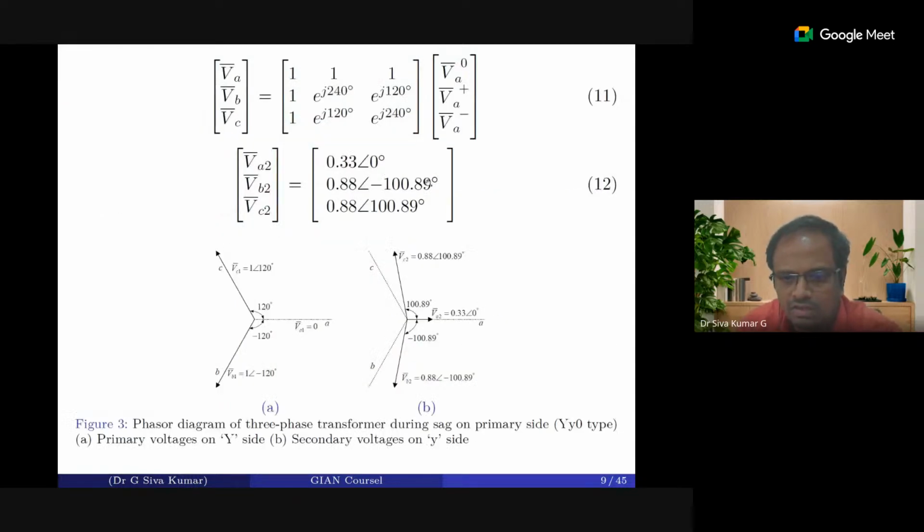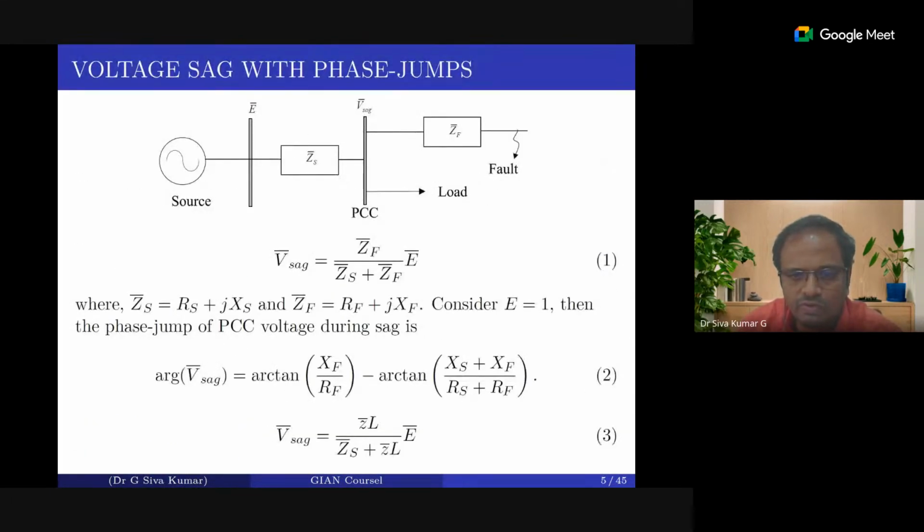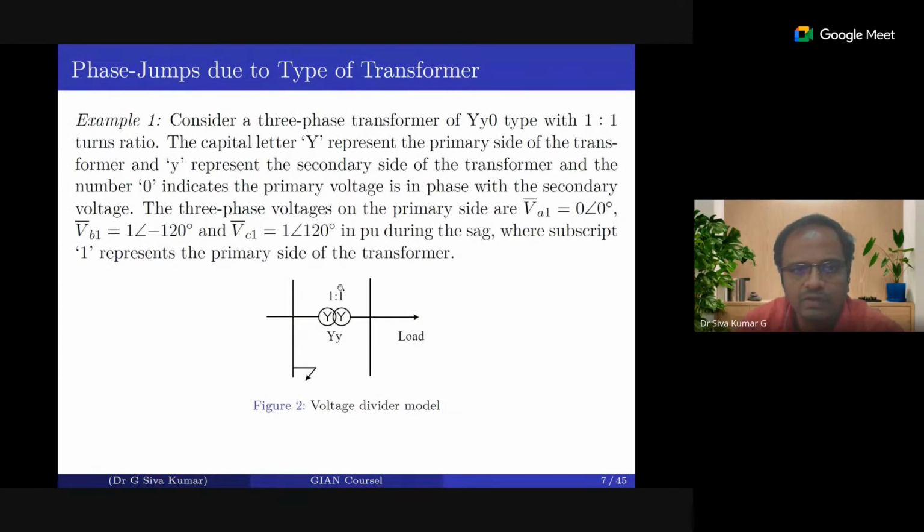In this figure, you have the balanced voltage, maybe the dotted line over here, and there is a phase shift over here. Because of the transformer connection, or because of the impedance also, there will be a phase shift in the load side voltage. Here is an example where you have the phase shift in the load voltage; the fault has occurred on the other side of the transformer.